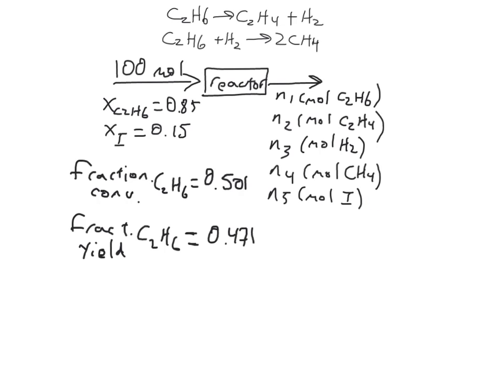We're given some information about conversion. We're told that the fractional conversion of C2H6 is 0.501, and the fractional yield of C2H4 is 0.471. These two points will help us solve for these quantities here, and we'll go through this example to show you how we do that.